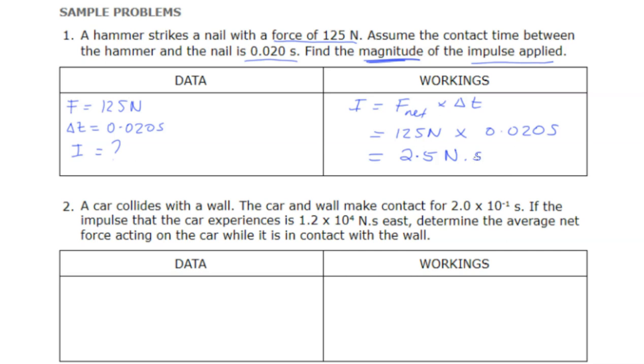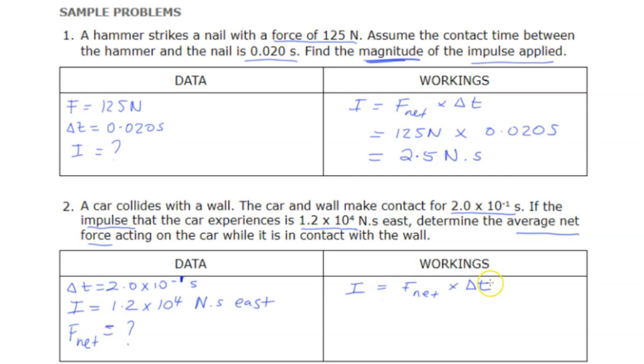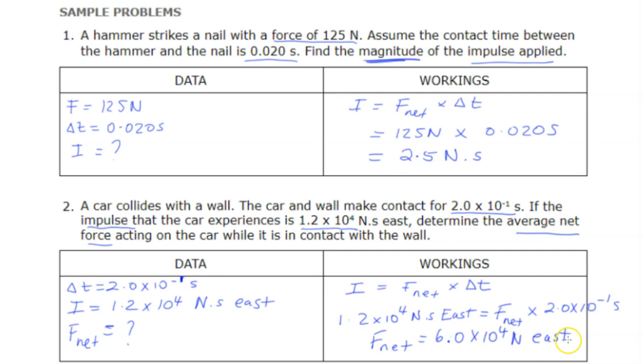Problem 2: a car collides with a wall. The car and the wall make contact for 2 × 10^-1 seconds. If the impulse that the car experiences is 1.2 × 10^4 newton seconds east, determine the average net force acting on the car while it is in contact. So we write the formula, substitute, rearrange and solve. And so the direction is the same as the direction of the impulse.